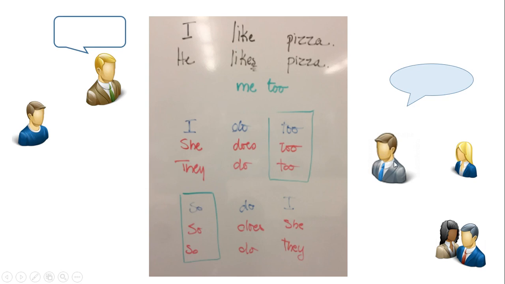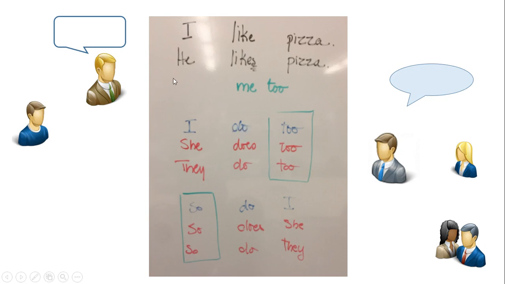So if this boy wanted to also express the fact that they have a common interest, a common liking for pizza, he could say, "I do too." The person would say do because the verb here, like, is in the present simple tense, and the auxiliary corresponding to the present tense with the subject I is do. So the person would not say, "I like too." No, you cannot say that. The person would say, "I do too."